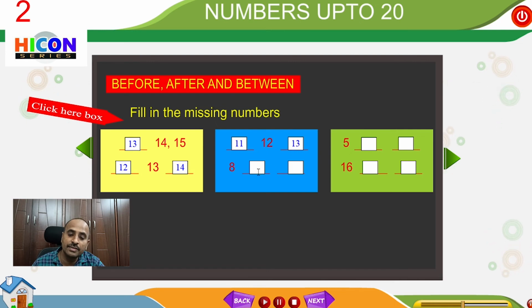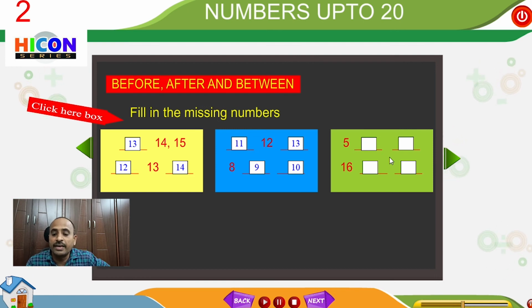See the next one. Here 8 is given. The next number after 8 is 9 and the next number after 9 is 10. Children, this is the way to write the missing numbers in the given set of numbers. Note down this in your notebook and practice the remaining ones at your home. Note down this in your notebook and practice the third one at your home.